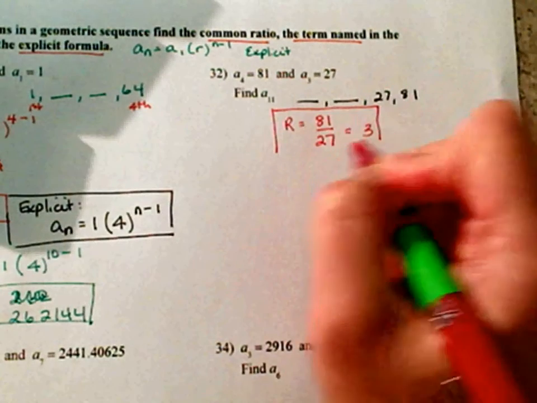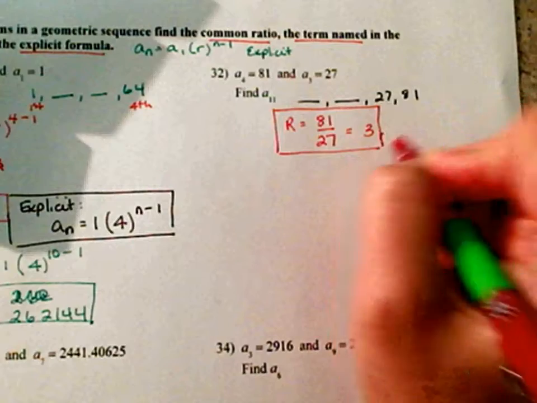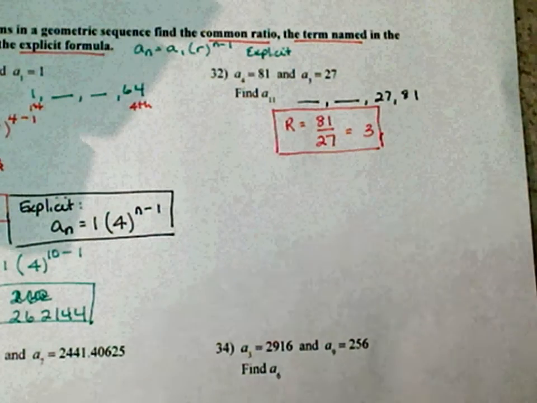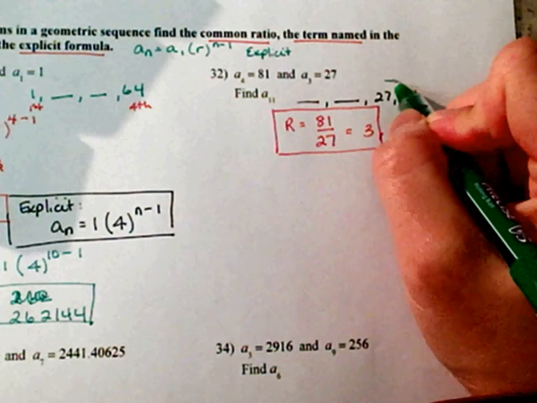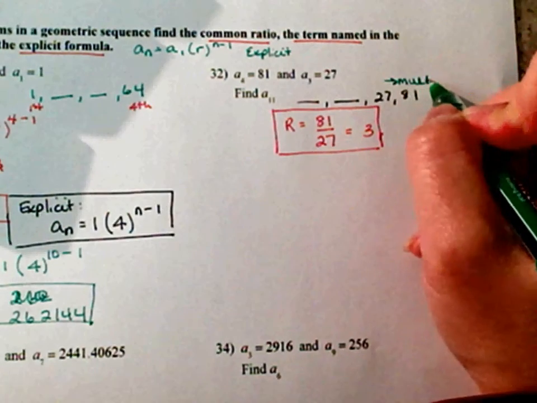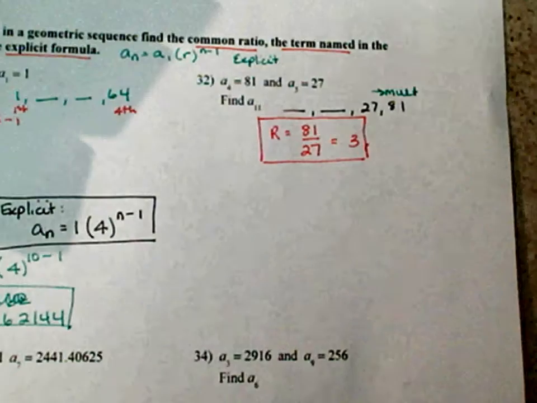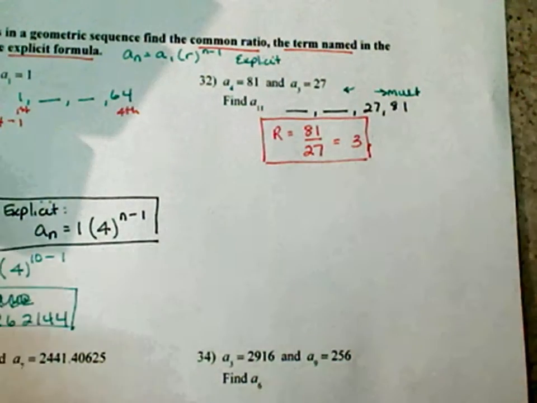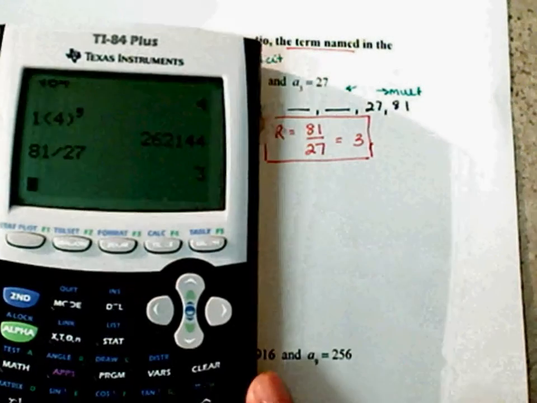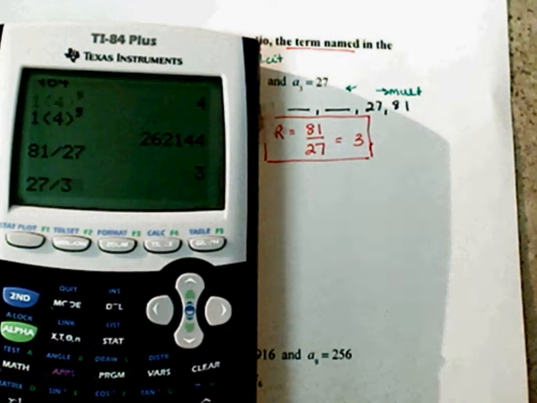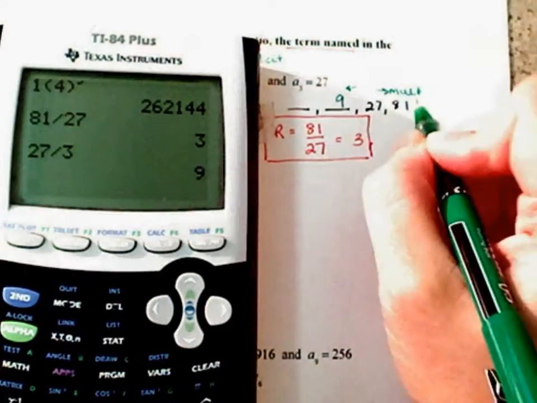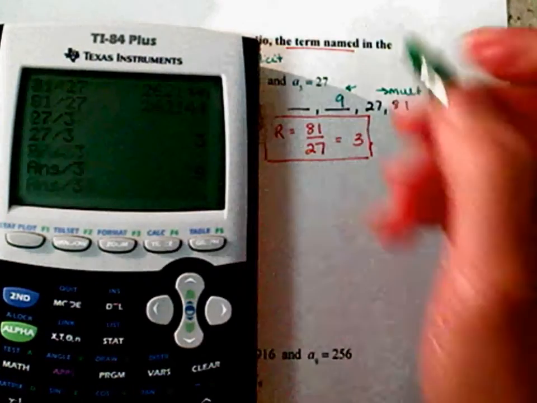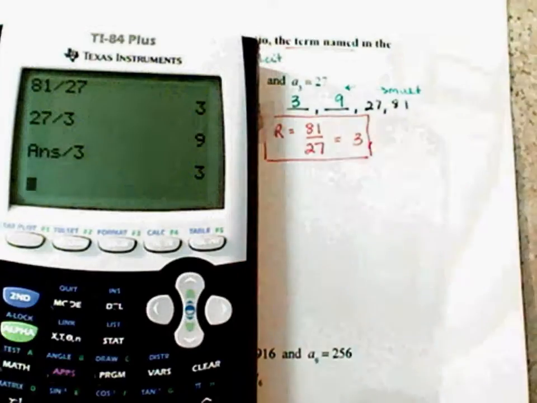Capital R, lowercase r, it doesn't matter. All right. Now, knowing that, you're multiplying by 3 going in this direction. So what is the opposite of multiplying? You're going to divide. So let's see if we can go find our first term. You take 27 divided by 3. That leaves you 9. You see how it's descending going left? Divide by 3 again, and that gives you 3. And there's your first term.